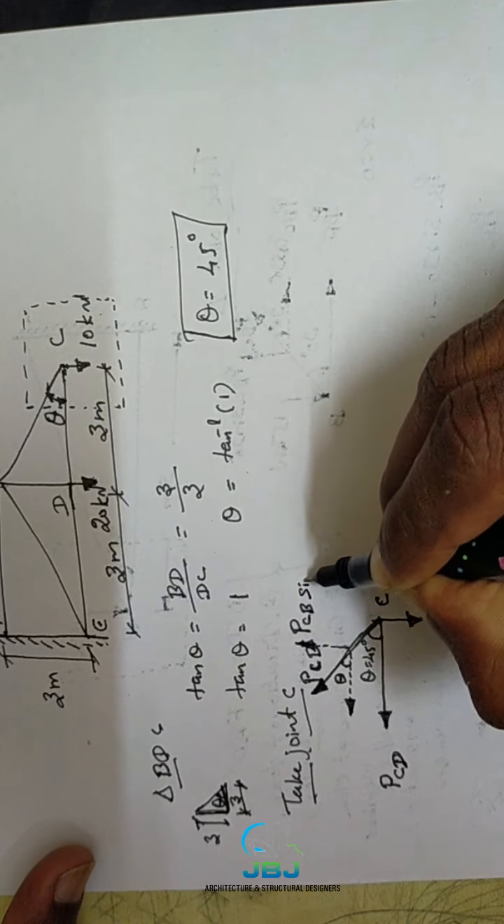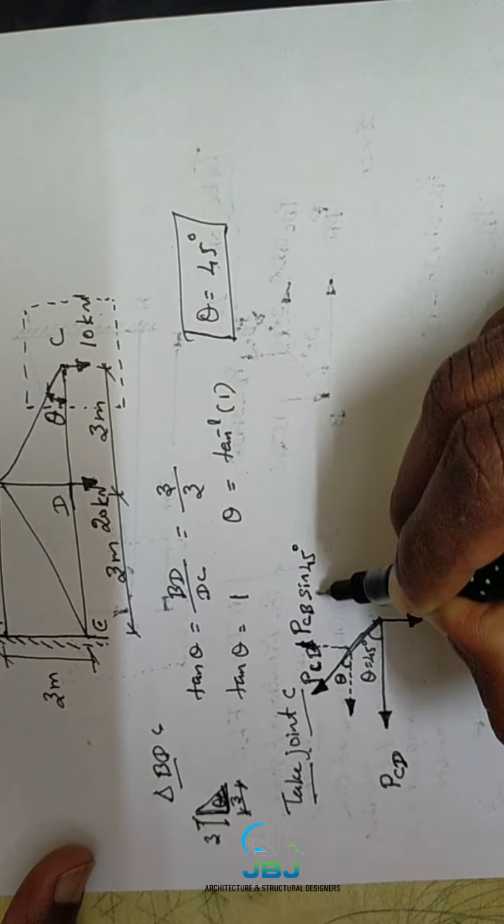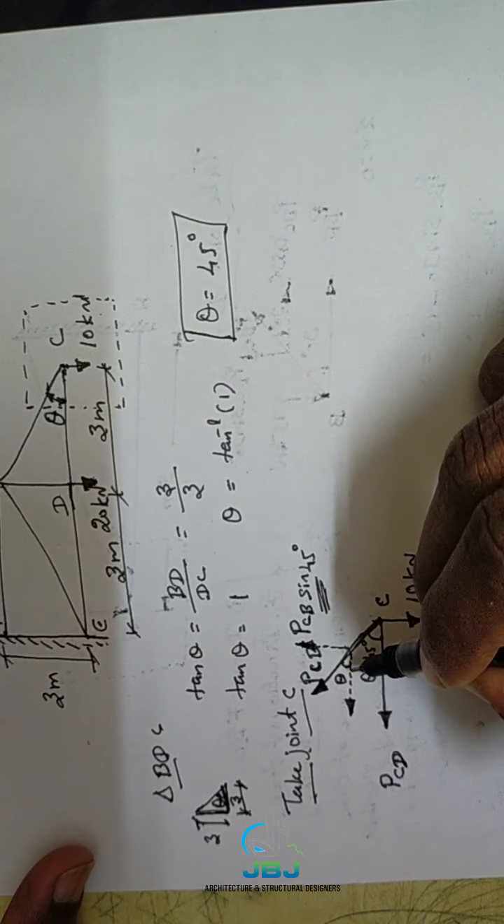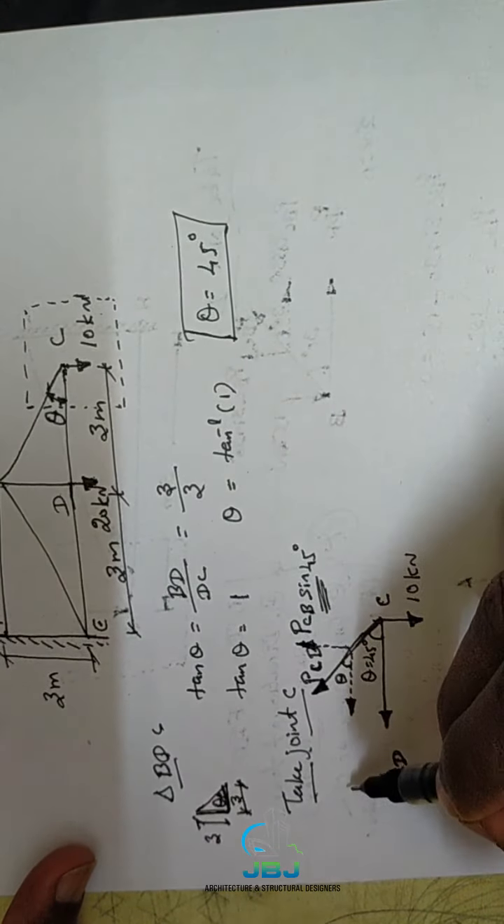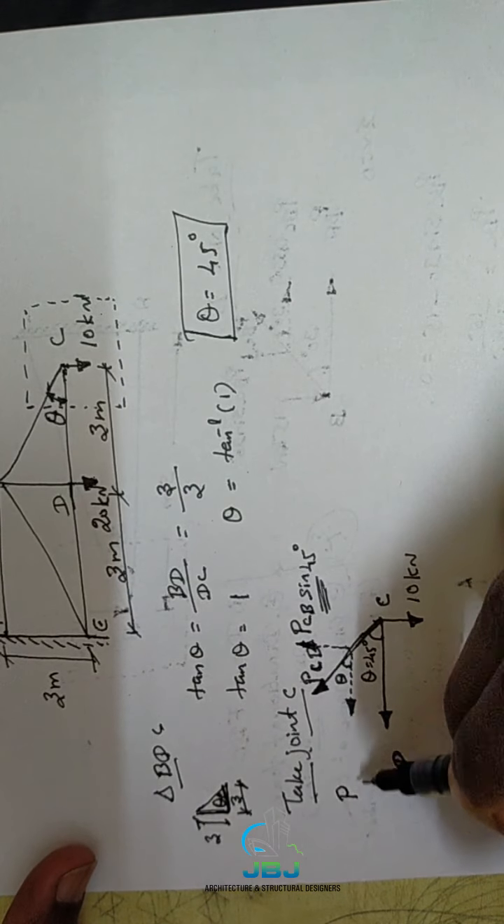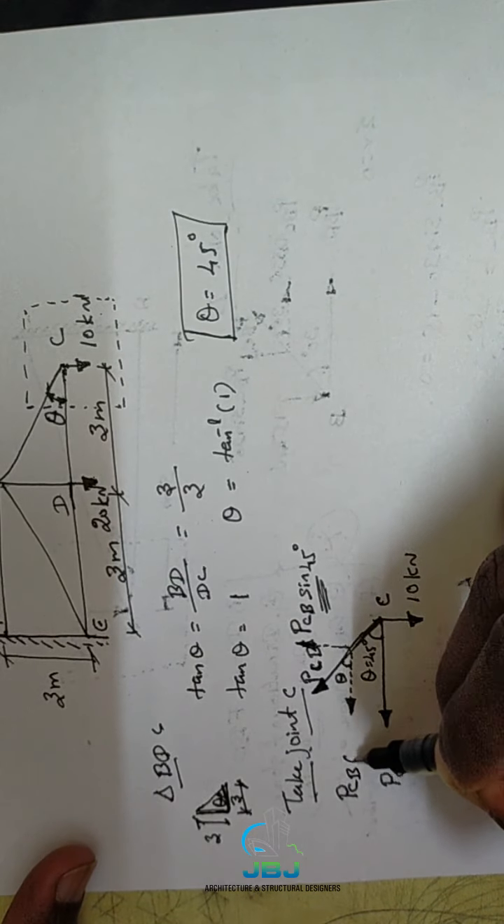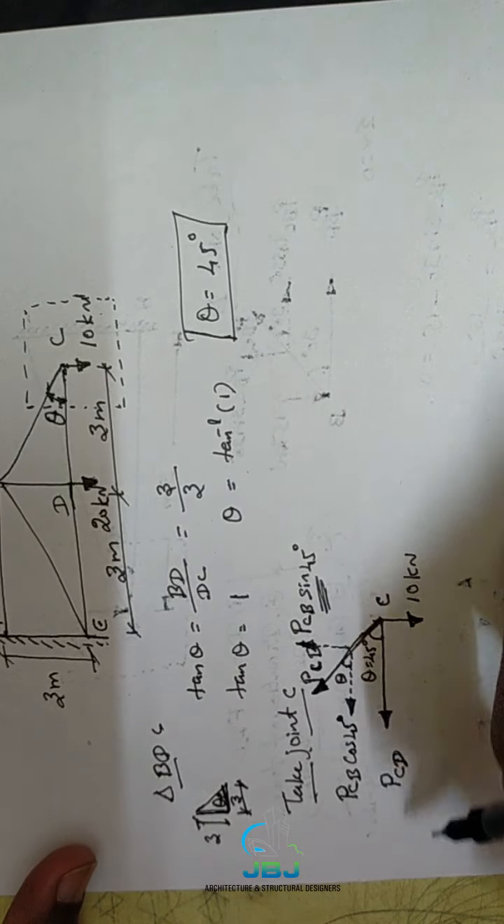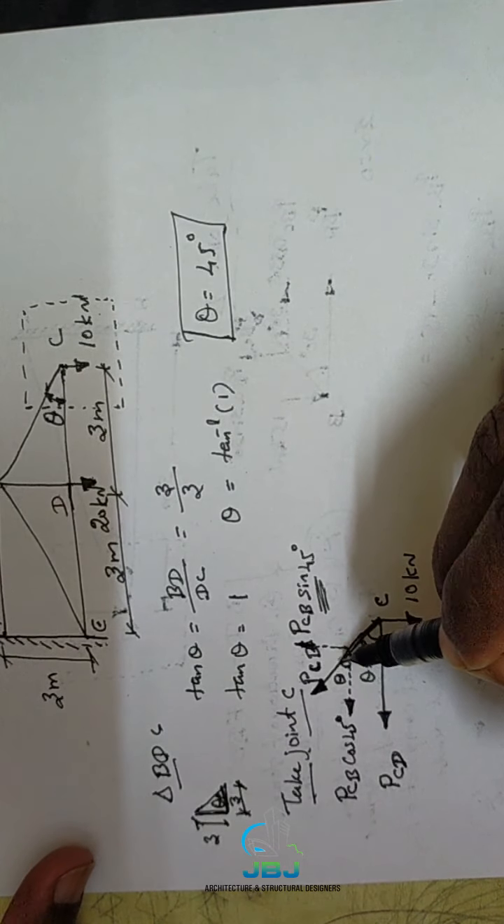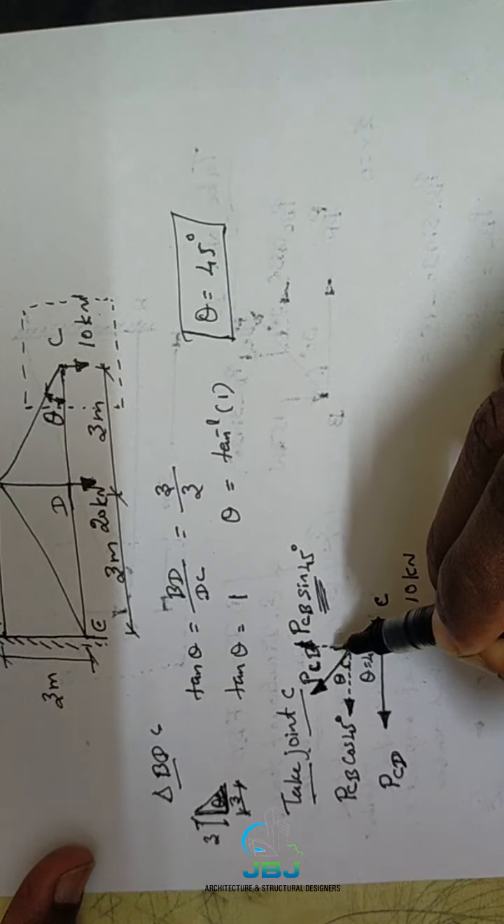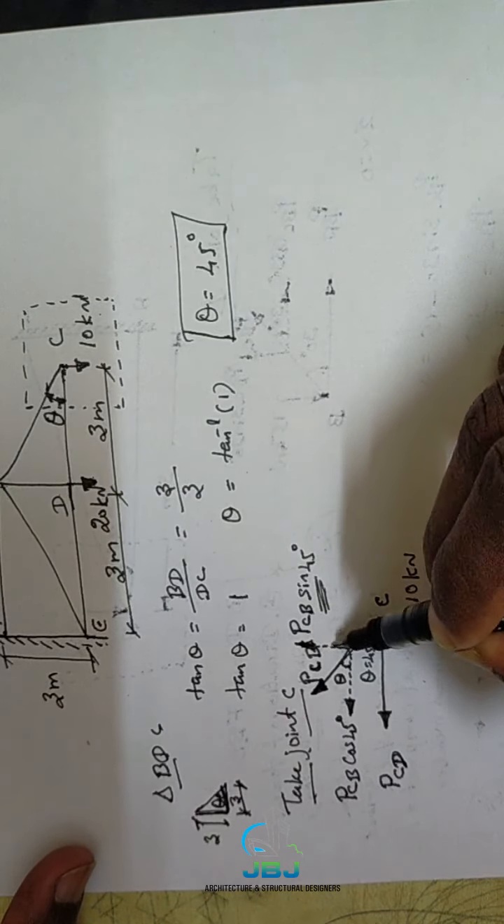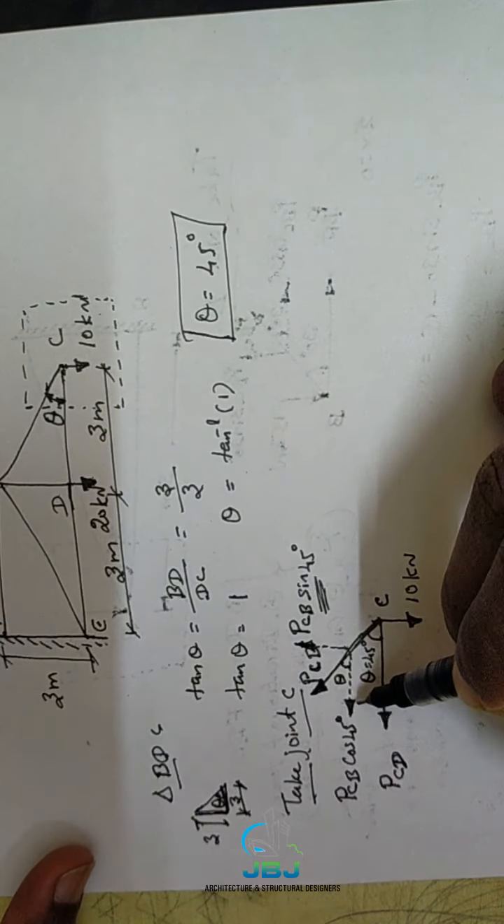PCB sine 45 degree. Why do you put the sine here? Because theta is lying over here. So we can also give the name of this horizontal component PCB cos 45 degree. Can you understand? If the theta is lying on this side, you must take this face as cos theta, this face is sin theta. Okay, clear?